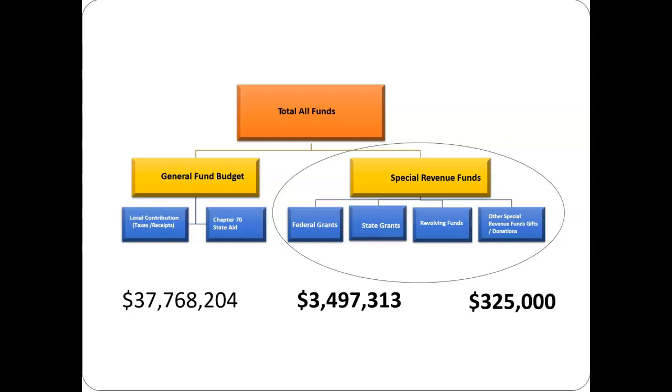And then there's a lot more that goes into the school budget, known as special revenue funds, and that's what we're going to focus on today. That involves federal grants, state grants, revolving funds for different programs that we may charge user fees or tuitions for, as well as other special revenue funds, mainly gifts and donations. All these things work together, and those are the annual amounts proposed for fiscal year 24. As you can see, the majority is the general fund, but there's a good amount, more than $3.5 million, funded through special revenue funds.